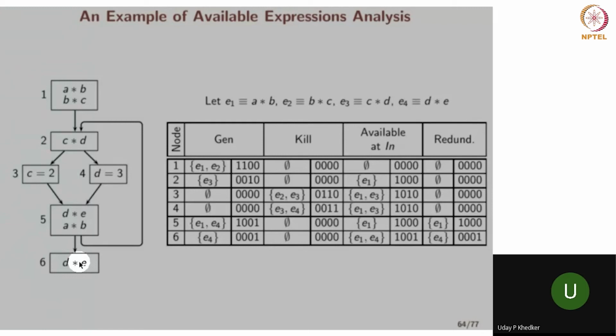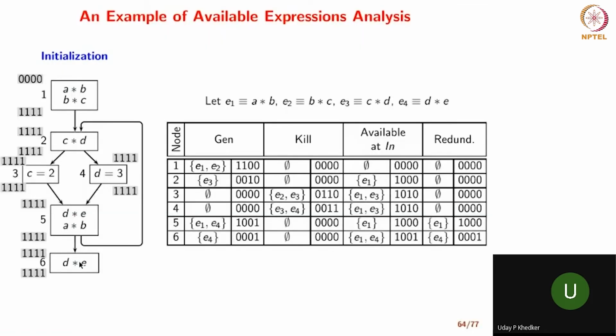Let us see how we get it. So here our initial value is a universal set, because we are doing intersection here instead of a union. So our boundary information is the empty set, all zeros, initialization is all ones, and now we compute starting from this. Now in a forward traversal we compute the data flow values.